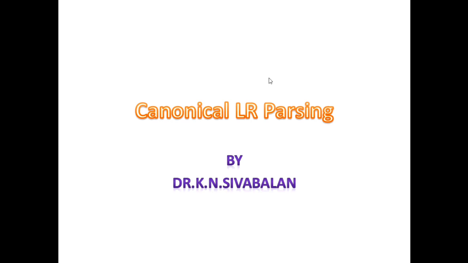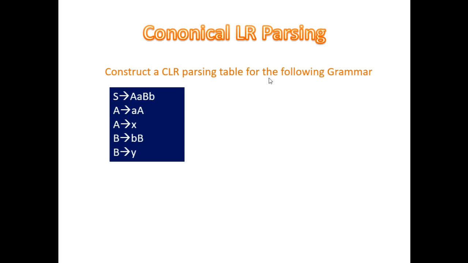In today's video lecture, we'll be learning about canonical LR parsing, the most complicated and expensive parsing technique in LR parsing. Canonical LR parsing is also called a bottom-up parsing technique. Now let us find the canonical LR items for the given grammar. Let us assume that S tends to AA, BB, A tends to small a, capital A, A tends to X, B tends to small b, capital B, and B tends to Y.